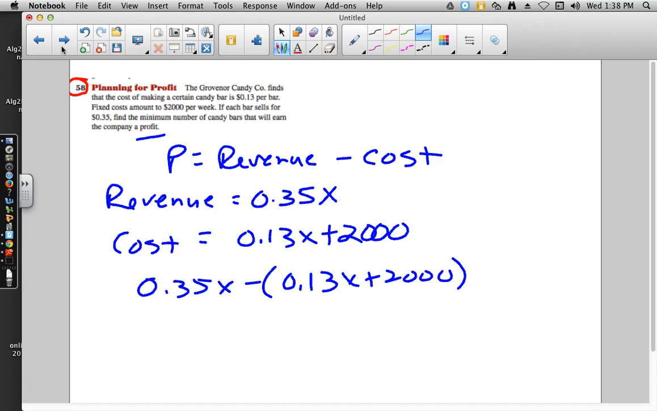And then profit means we want to make money, not break even. So we want that amount to be greater than 0. Even if it's a penny, we've made a profit. Now, most of the time where the mistake is made here is the fact that we have to distribute this negative because we are truly subtracting those costs.